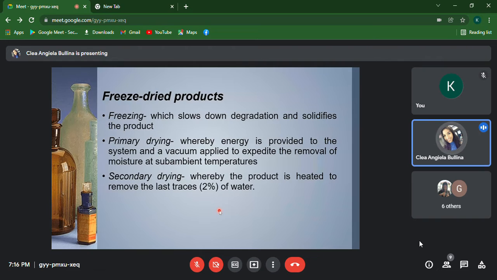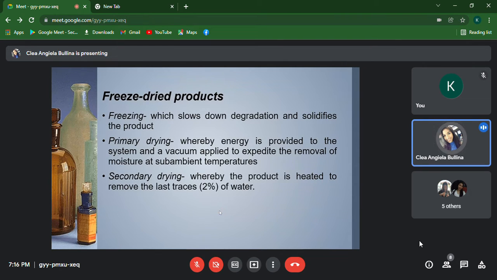Okay, so meron tayong mga number of characteristics na yan. Example na lang is we have yung mga glass transition temperature and the collapse temperature. Okay? So, yun lang naman ang about sa freeze drying.